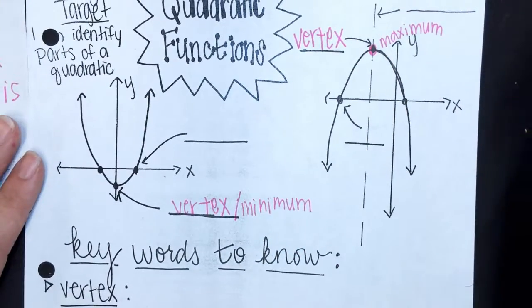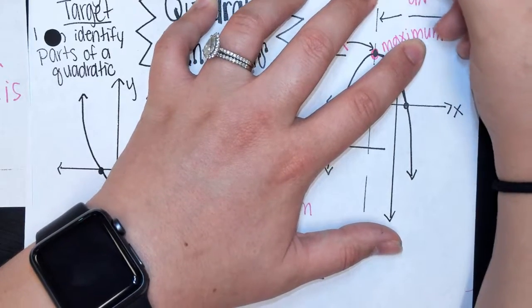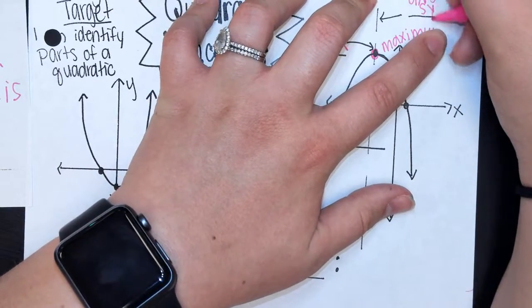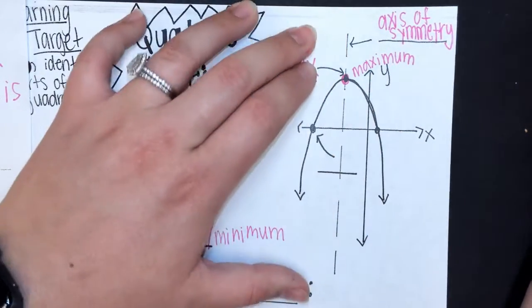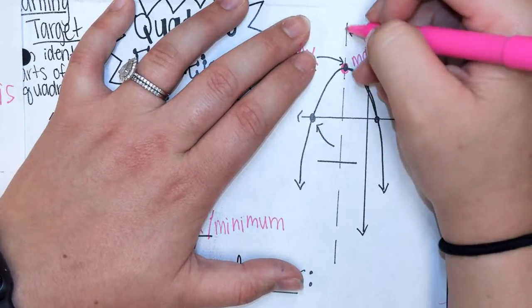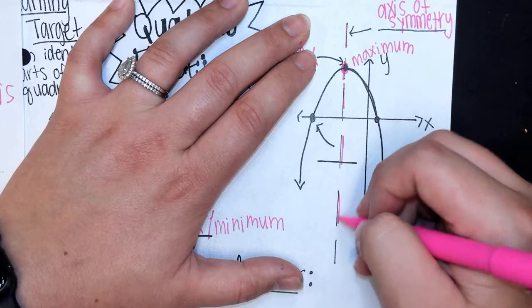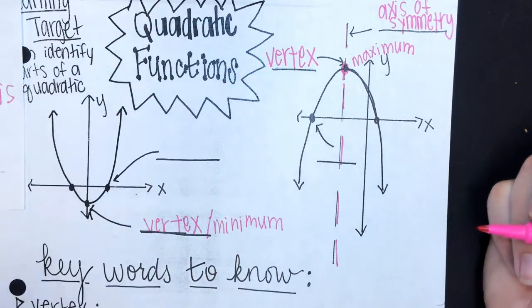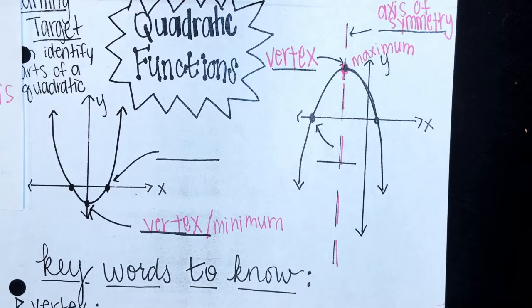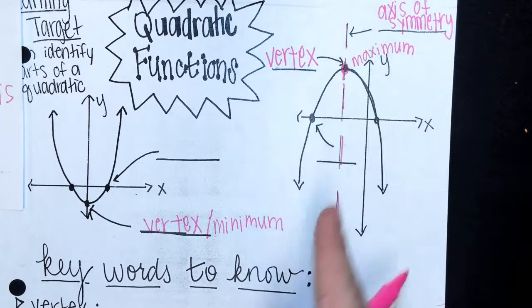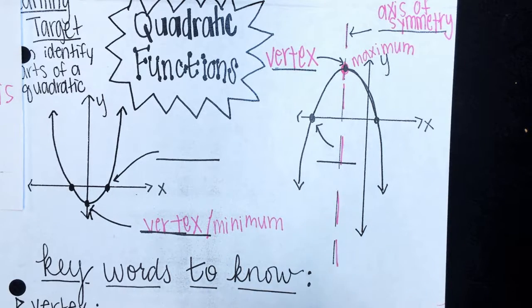The next important thing is called your axis of symmetry. It's the dashed line that's going straight through our graph right here. If you were to cut this graph directly in half, the line that you draw is called your axis of symmetry. So the line you draw to cut it directly in half, split it evenly, is called your axis of symmetry. Okay? Lots of vocab today.